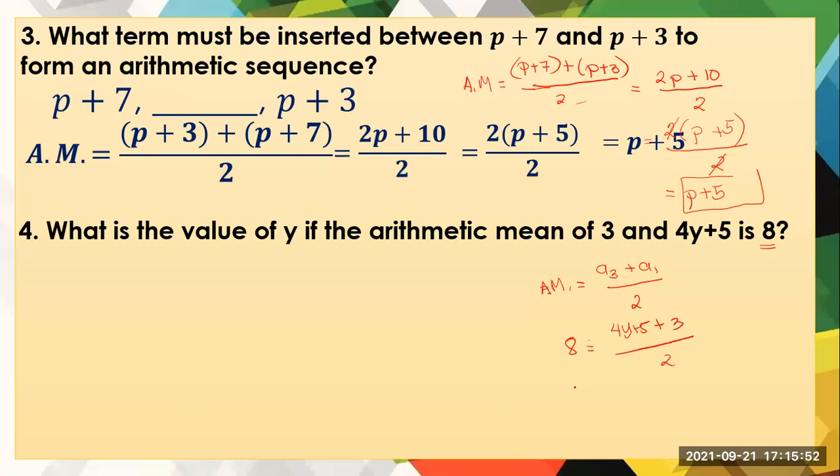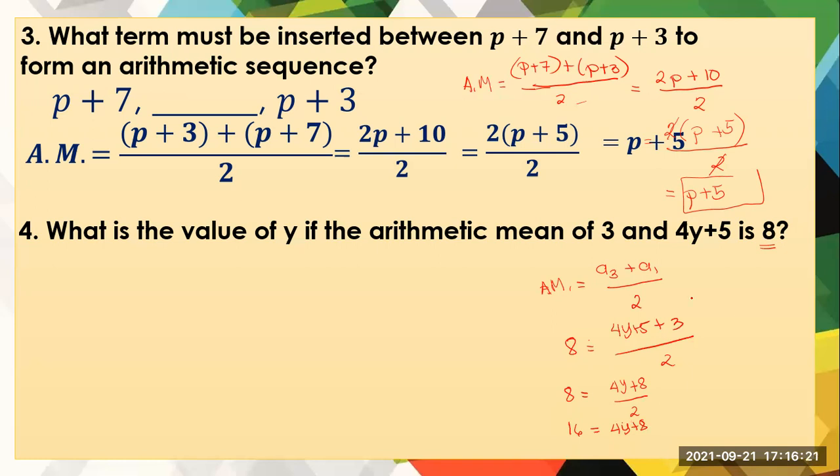Others would want to cross multiply it immediately, but for me, I'll continue solving the numerator here first. So that's 4y plus 8 all over 2. Okay, and then that's the time you can try to cross multiply it. So that's 8 times 2 is 16. So 16 equals 4y plus 8. Then this is a linear equation.